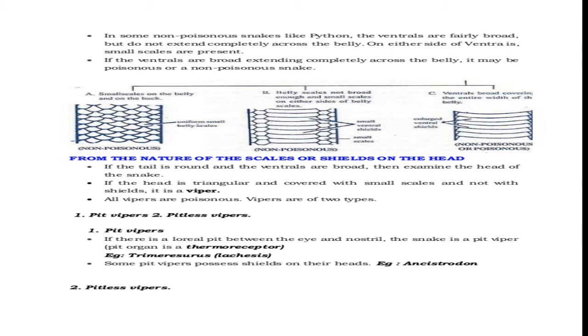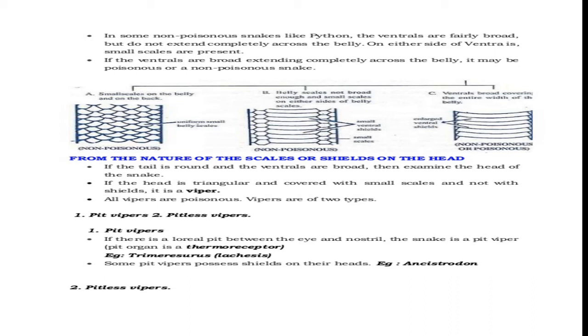The next characteristic feature based on the nature of scales is the shield present on the surface of the head. Now we have observed the tail of the snake is round and the ventrals are also broad, so we cannot confirm. So we have to examine the head of the snake here.